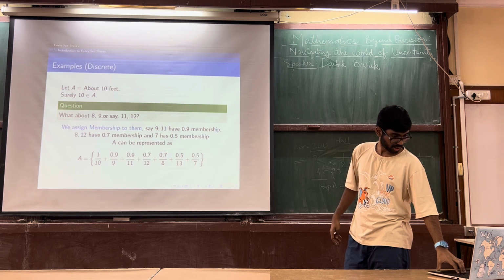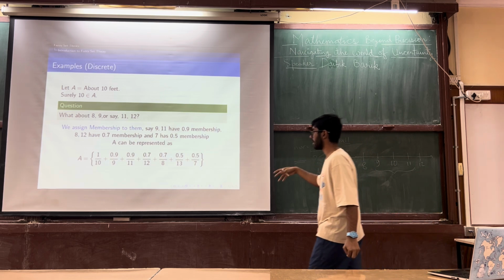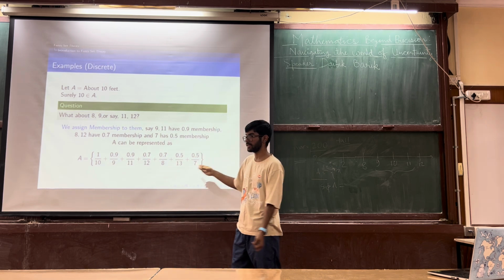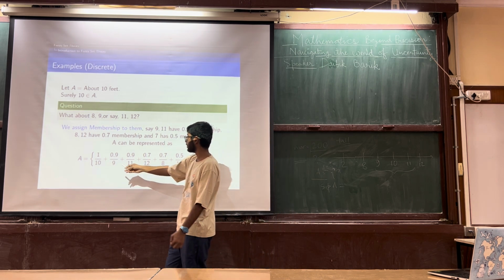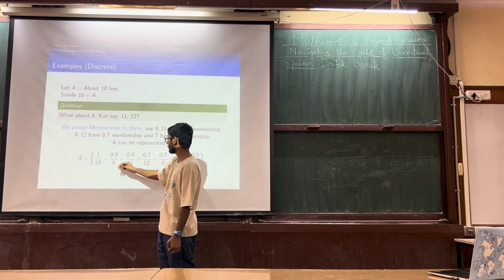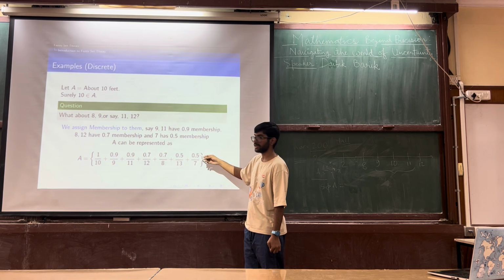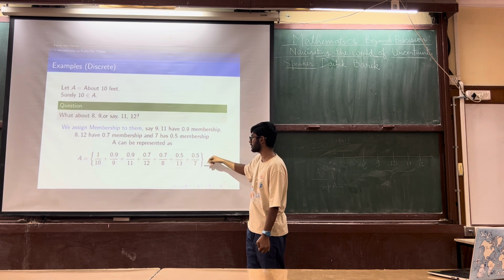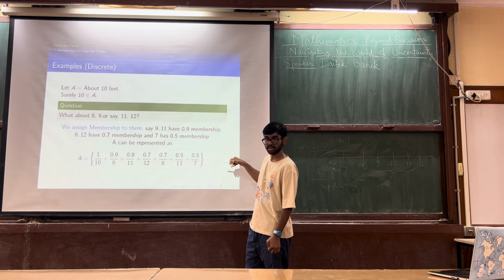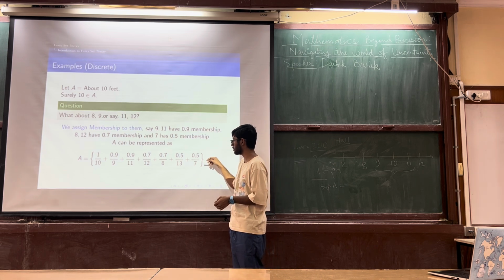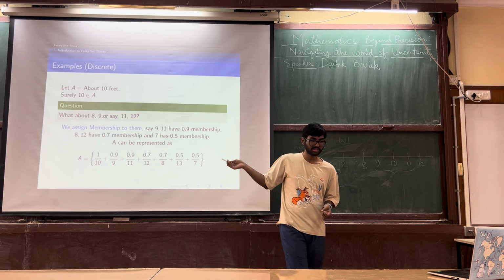So here I defined the set, and this is how a fuzzy set is represented. 10 has a membership of 1, 9 has 0.9, 11 has 0.9, and like this. But defining a set like this means all the other members have a membership value of 0, in other words they do not belong to the set. This is how I define the set.